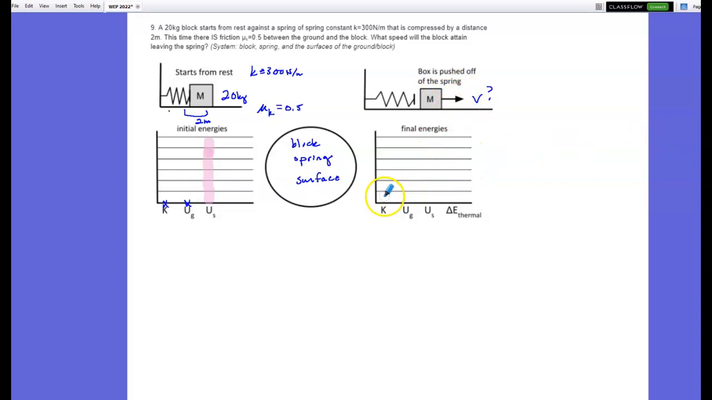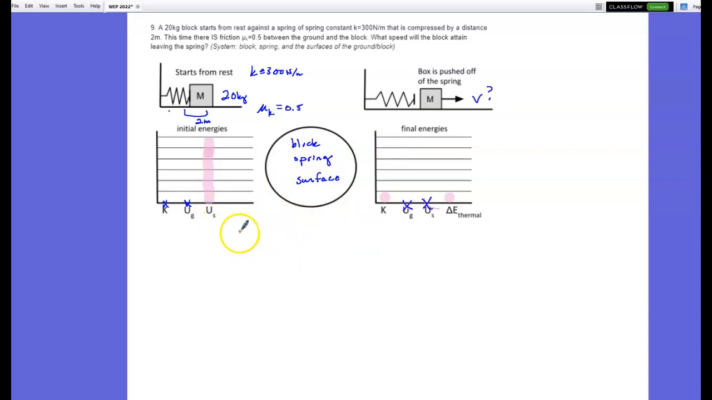It is moving, it has kinetic energy, so there's just going to be stuff here, and there's going to be thermal energy because as the block rubs against the floor, as they rub against each other, the thermal energy is going to be created by the work done by friction. And there's no gravitational potential or spring energy anymore. Okay, so now we set up our equation.